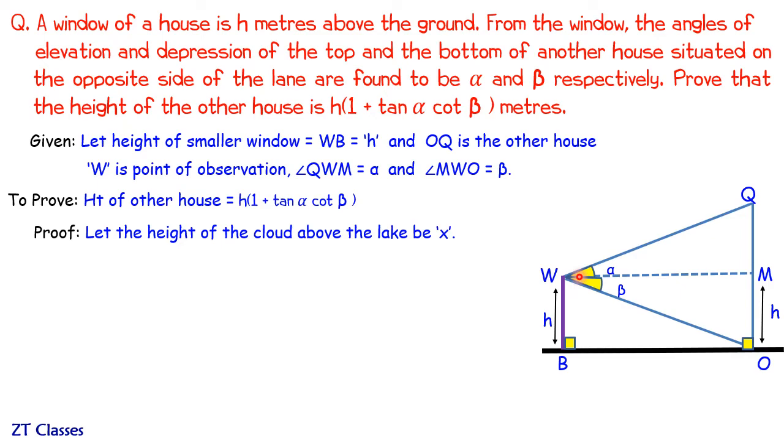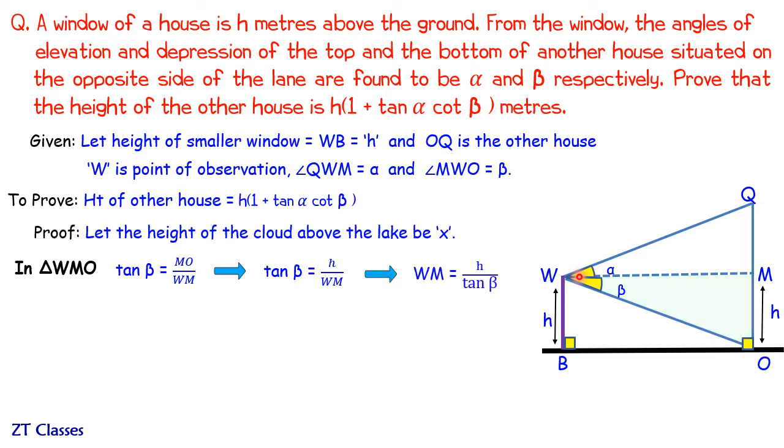So let's take the triangle WMO first. In triangle WMO, tan beta is perpendicular upon base, or MO upon WM, and putting MO as h, we get tan beta is h upon WM, and from here we'll get the value of WM as h upon tan beta. Now this value of WM we'll use in this second triangle.